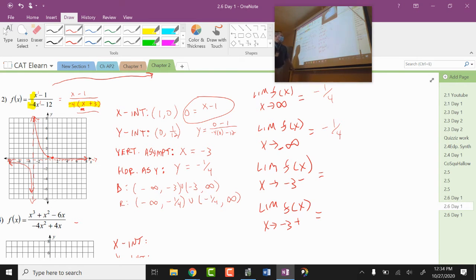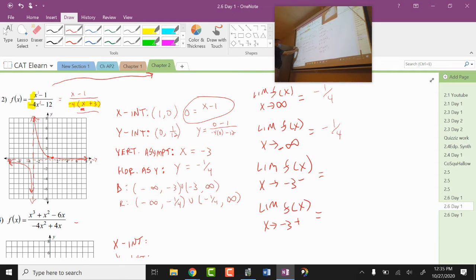As X approaches -3 from the left side, that's what this one is right here. As X approaches -3 from the left, what does it look like Y is approaching? This is my Y finger. Negative infinity. And as X approaches -3 from the right, that's what that -3 plus means.